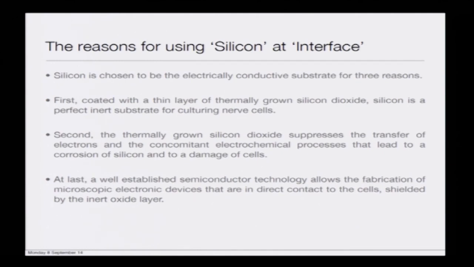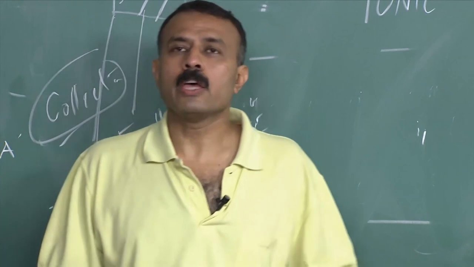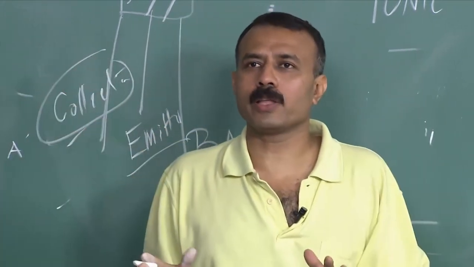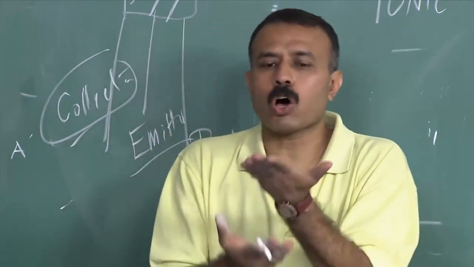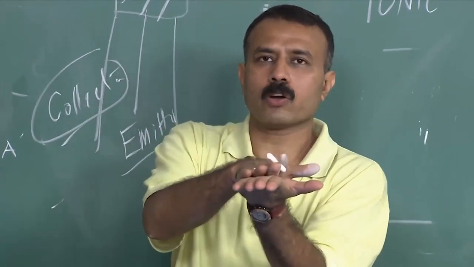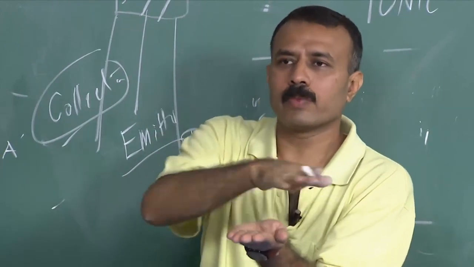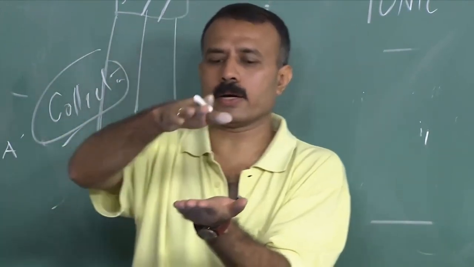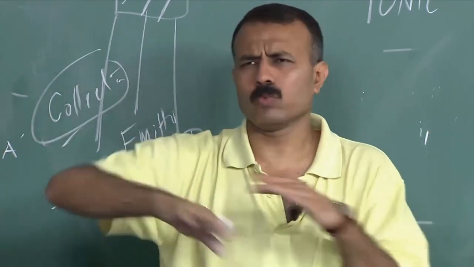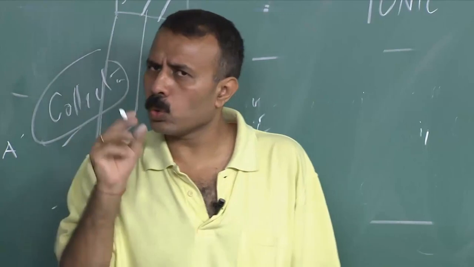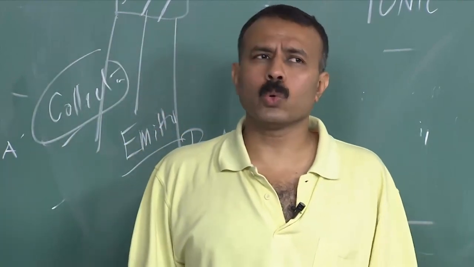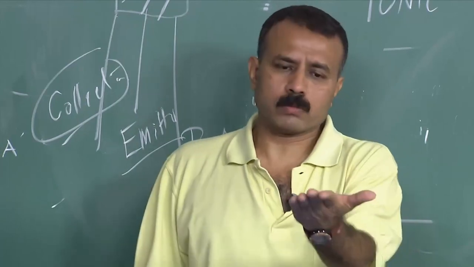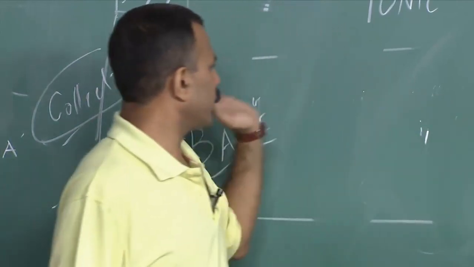which could suppress the transfer of electron and the concomitant electrochemical processes that lead to a corrosion of silicon and a damage to the cells. So, you have to realize this is a very tricky thing. As a matter of fact, for any kind of device you make, you have to ensure that the device is not corroding because of the continuous presence of electrolyte on top of it. Here is an electronic device, a semiconductor, and on top of it I have this fluid continuously moving through, and there are cells which are secreting all kinds of proteins and what not. So, you have to ensure that there is no corrosion, there is no leaching, there is no toxicity, because underneath you have silicon, or any kind of semiconductor material that I was showing you.